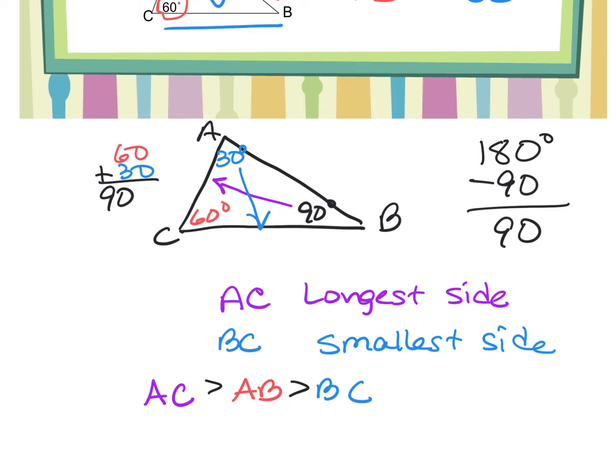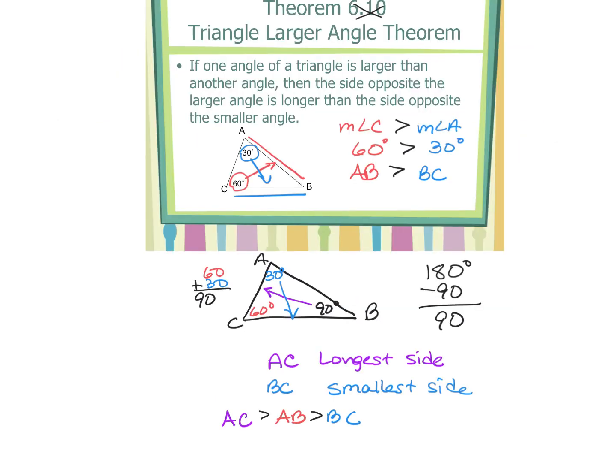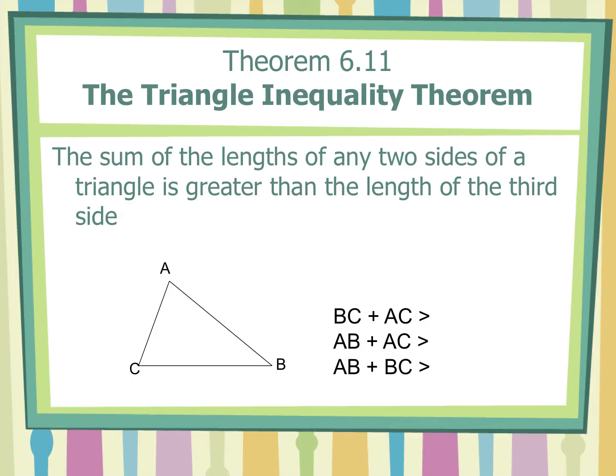We have one more theorem to cover. Okay, the next one, again, don't memorize the number. We're going to memorize the name, the triangle inequality theorem. And this one states that the sum of the lengths of any two sides of a triangle is always going to be greater than the length of the third side.